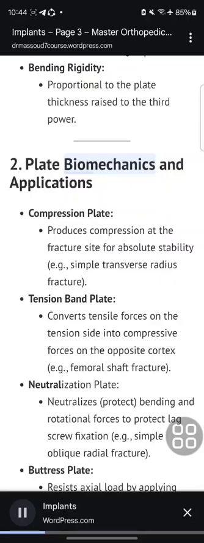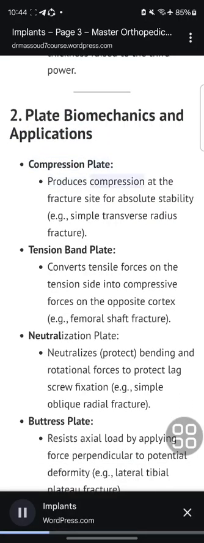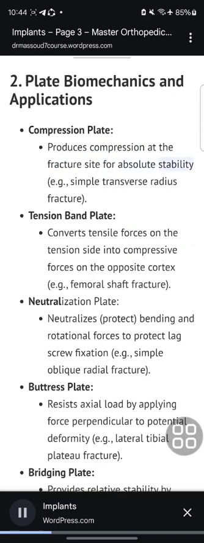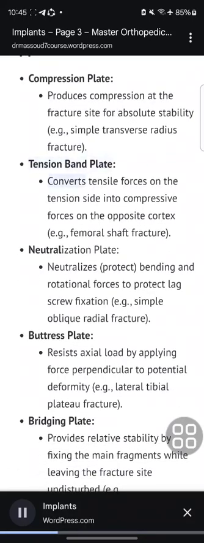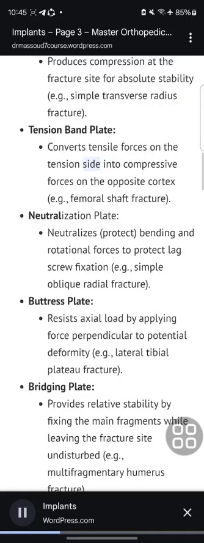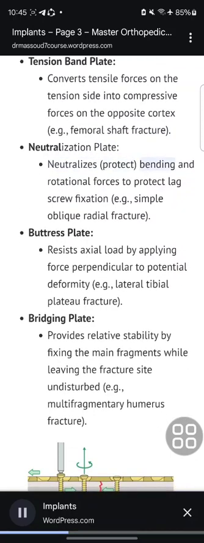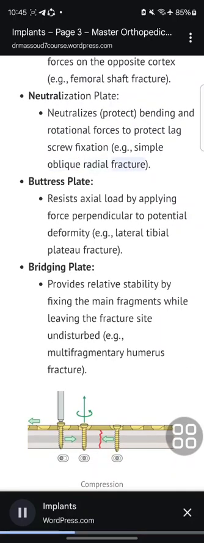2. Plate biomechanics and applications. Compression plate: produces compression at the fracture site for absolute stability, e.g., simple transverse radius fracture. Tension band plate: converts tensile forces on the tension side into compressive forces on the opposite cortex, e.g., femoral shaft fracture. Neutralization plate: neutralizes bending and rotational forces to protect lag screw fixation, e.g., simple oblique radial fracture.